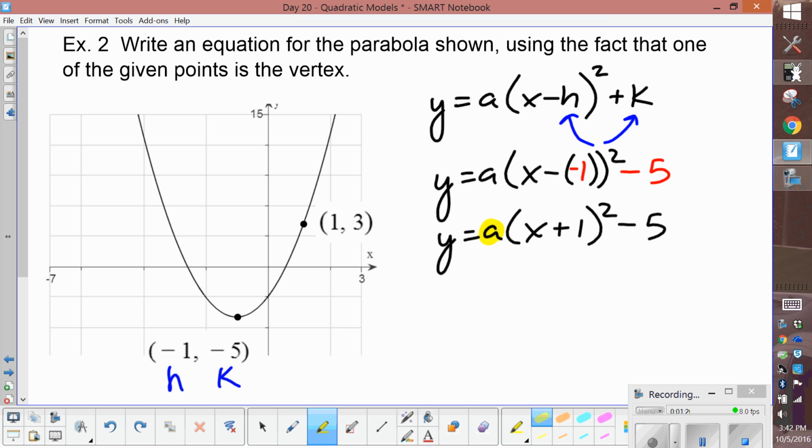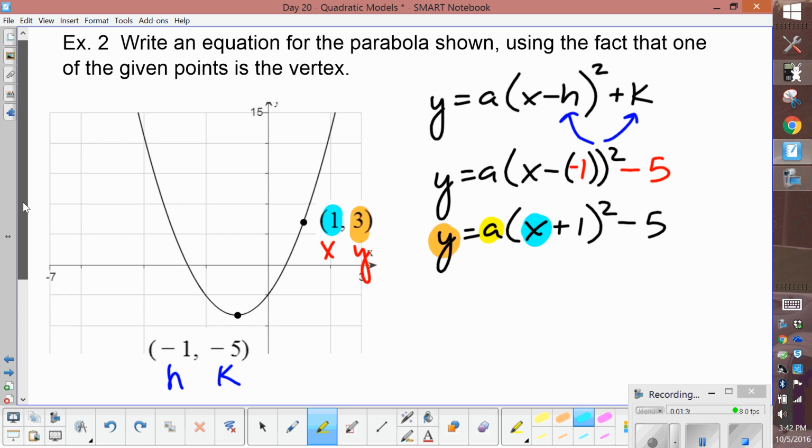So I need to use the points given, and I am given an X, and I am given a Y right here. And I'm going to plug those in. So the Y is going to go right here with the Y. The X will go right here. And then I have to solve for A. So I'll scroll up a little bit.